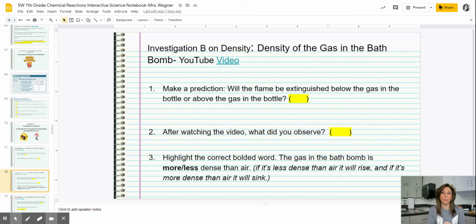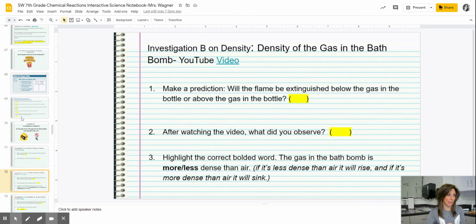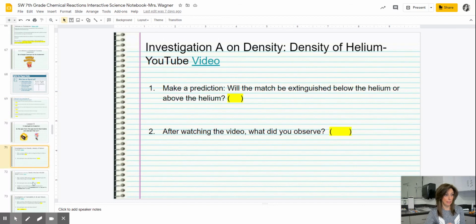So watch the videos, numbers 1 and 2. Highlight the correct bolded word after the video as well. The gas in the bath bomb is more or less dense than air. Here's how you know. If it's less dense than air, meaning if it's lighter than air, the gas in the bath bomb will rise. And if it's more dense than air, it will sink. And you'll know that by what happens with the flame. Okay, so you're filling out slides 69, 70, 71, and 72.